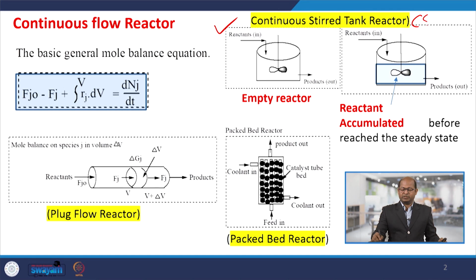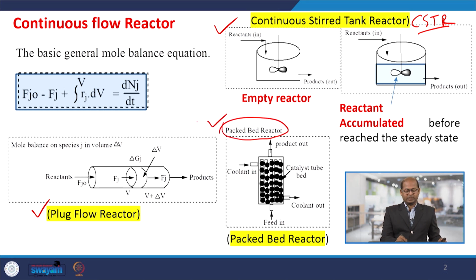Continuous reactors are the ones we have studied: the CSTR, continuous stirred tank reactor, plug flow reactors, or packed bed reactors. These are called continuous reactors or continuous flow reactors. We will consider these reactors one by one, and then we will develop the design equation for each reactor.